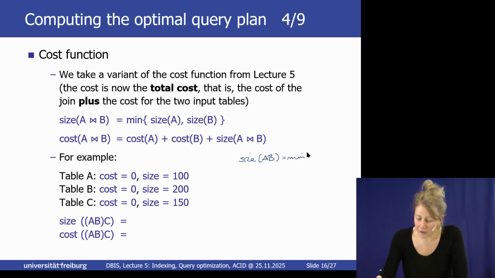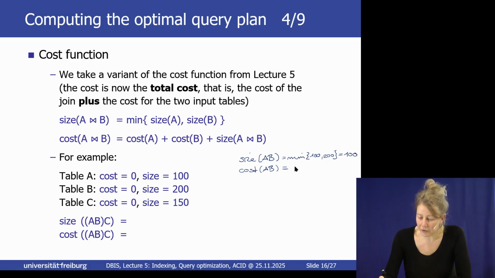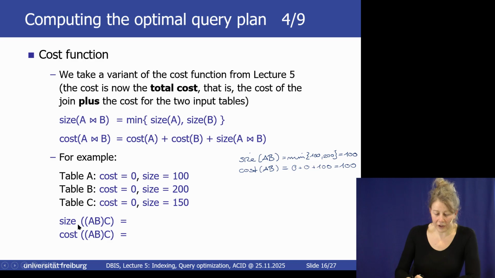Our size estimates are stupid, but they are better than nothing. They are very simple, and we will get something interesting already. And so what's the cost? I'm using the shorthand notation here. I'm not writing the bow tie. So what's the cost of this join according to this? It's also 100. The cost for the tables, I just got them, that's free, and that's 0 plus 0 plus 100 equals 100, yes? So that's 100.